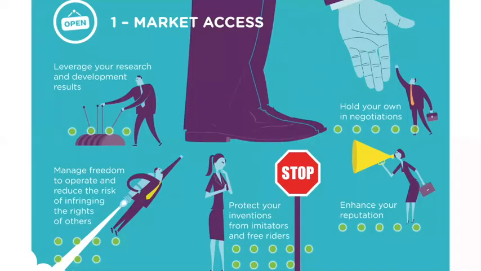Market access. If you go on the website of 4iP Council, you can have access directly to those guides that are interactive. So each green bullet is providing further details or information or illustration or examples, scenarios for each subcategory. So market access, let's start with leverage your research and development results. Manage freedom to operate and reduce the risk of infringing the rights of others. Protect your inventions from imitators and free riders. Enhance your reputation and hold your own in negotiations. If you have patents protecting your inventions, those inventions are yours. You can make sure that nobody else will be able to use your invention without your authorization.